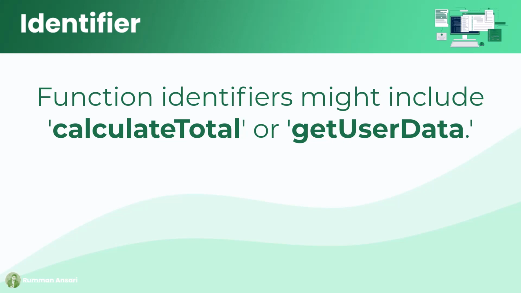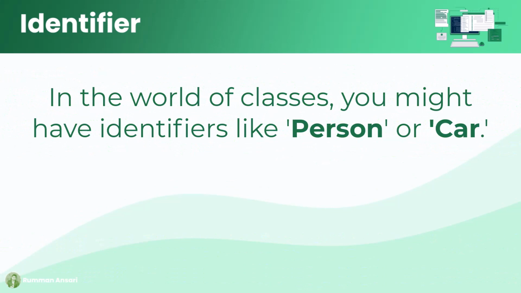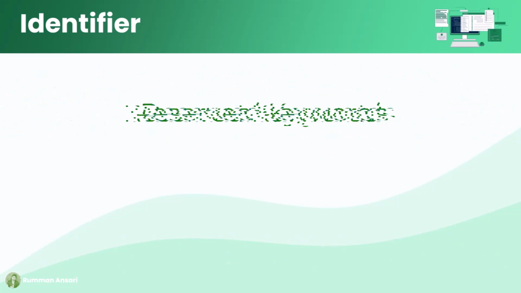As well as in the world of classes, you might have an identifier like person if you are handling person-related information, or you are creating a class which is related to a person, then you can use the name person. Also, if you are working with a car class, then you can give the name of the class as car.